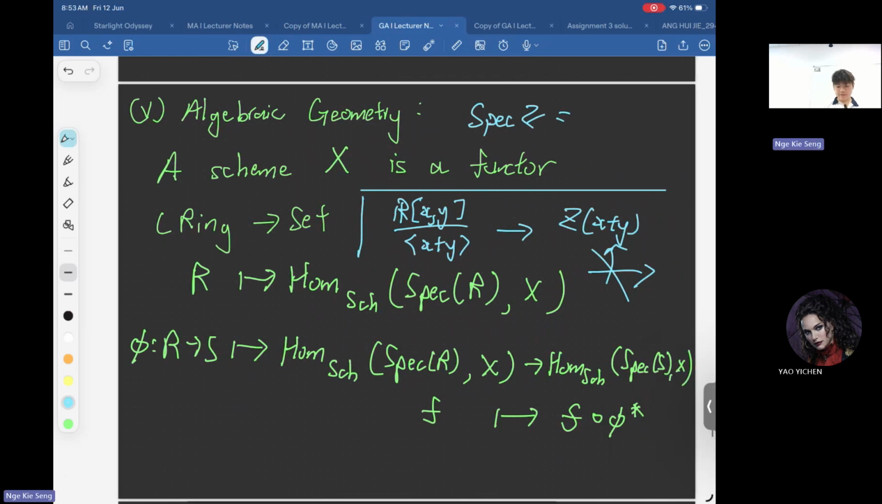What is Spec Z? Spec Z is the set of prime ideals inside Z. So what are the prime ideals? Because Z is a principal ideal domain, the prime ideals are exactly the ideals generated by prime numbers. But then you can realize that these actually have a one-to-one correspondence to your number lines.